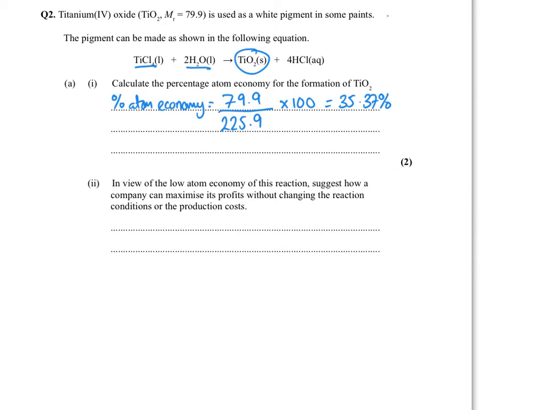In view of the low atom economy of this reaction, suggest how a company can maximise its profits without changing the reaction conditions or the production costs. So in this case, we need to see what else is made. And we're making HCl, so if they can make some money out of that, then they're going to be able to reduce their production costs. So the answer would simply be sell the hydrogen chloride that's made.